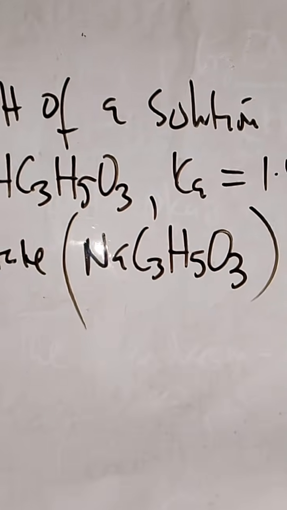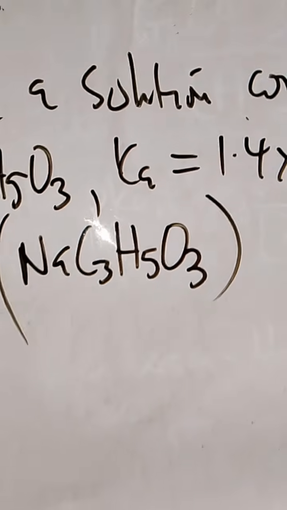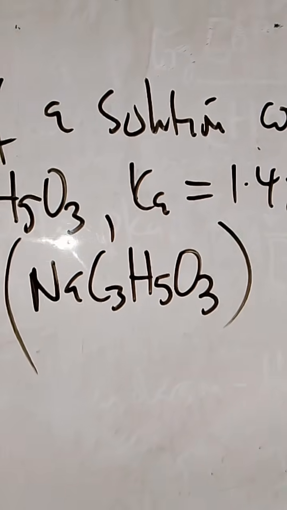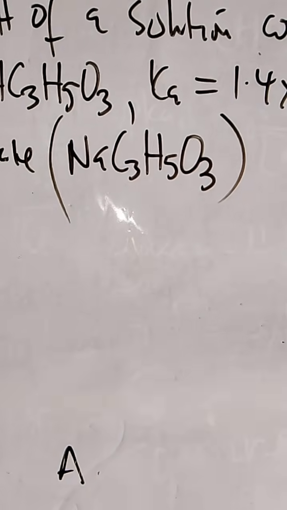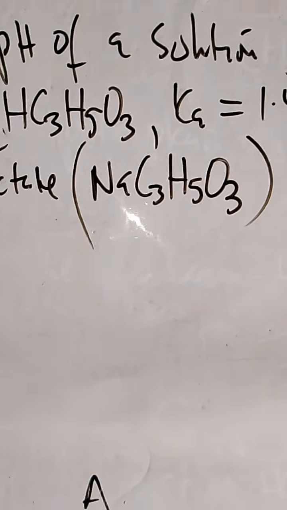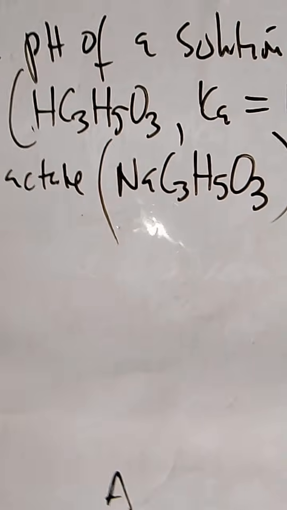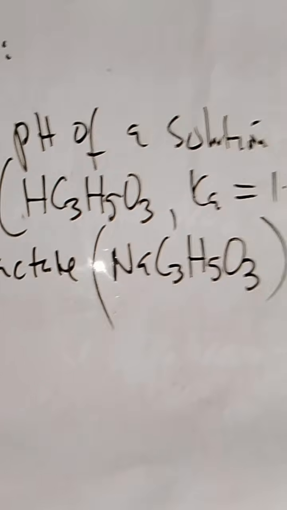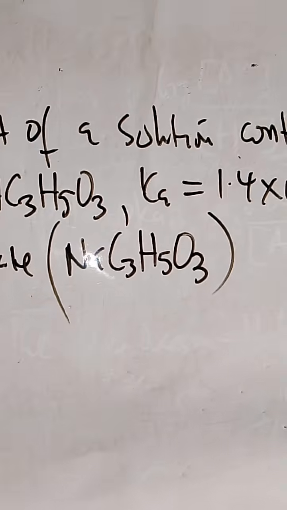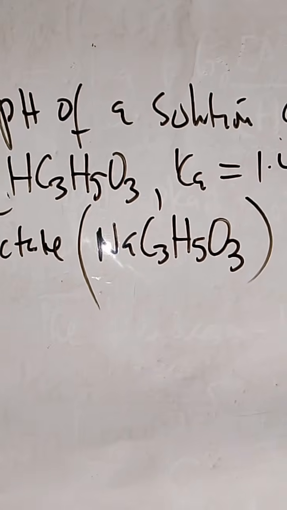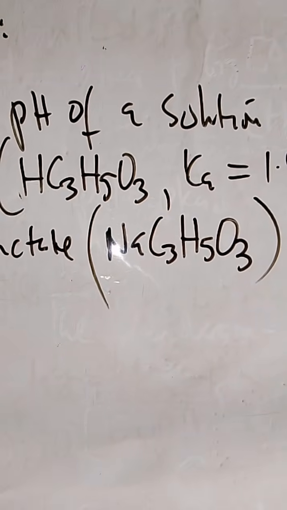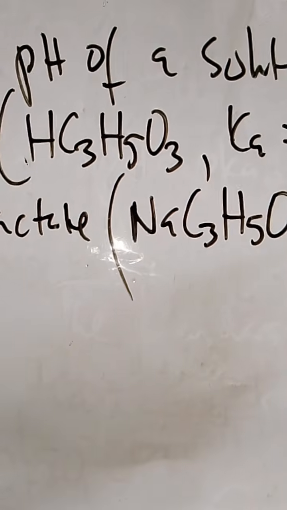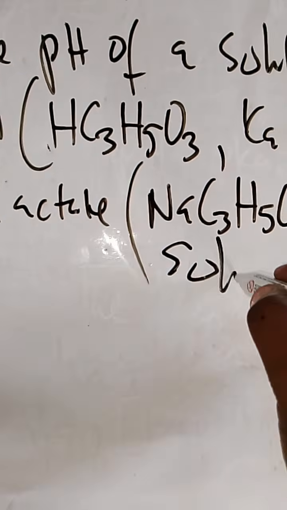Lactic acid is a common constituent of biological systems. It is found in milk, and it is also present in human muscle tissue during exertion. Okay, then we can now calculate the pH of the solution.